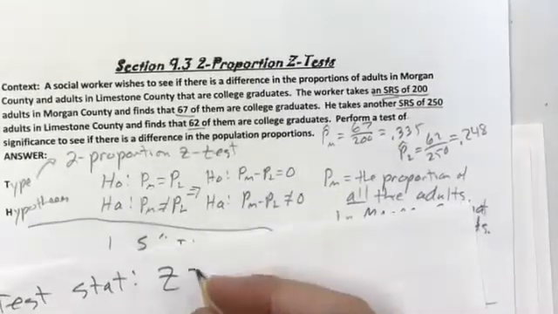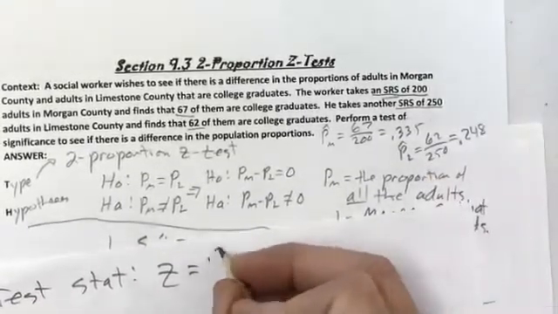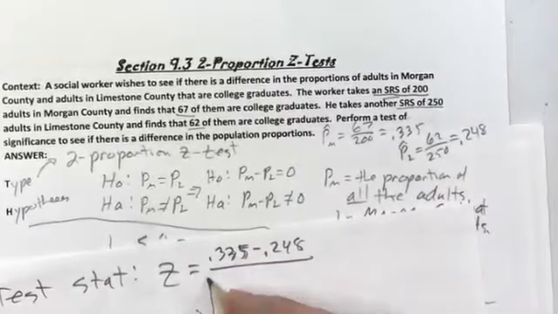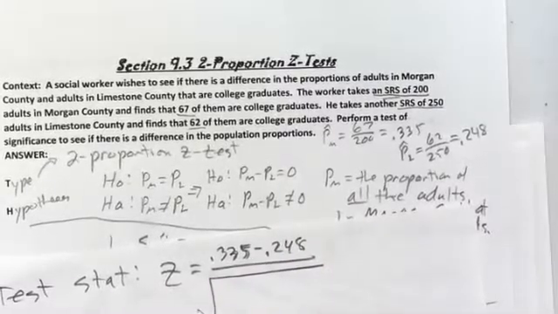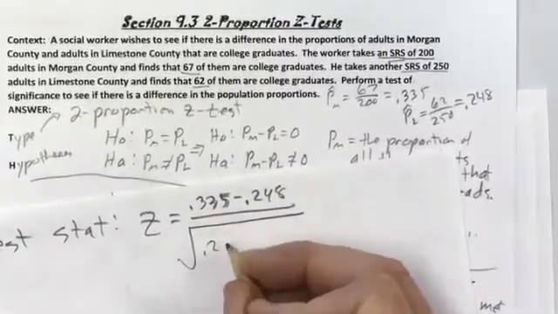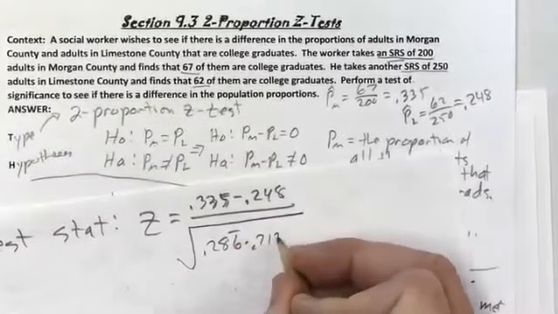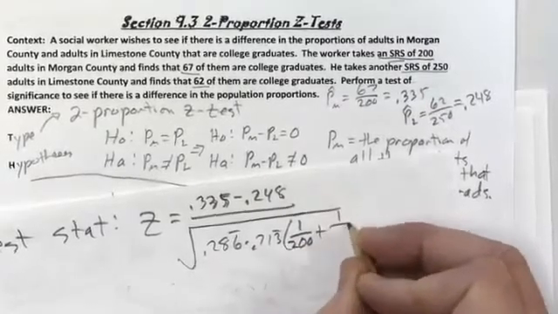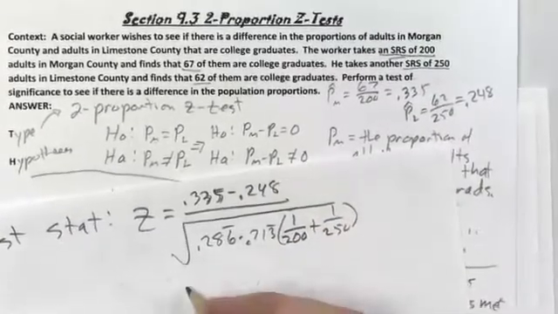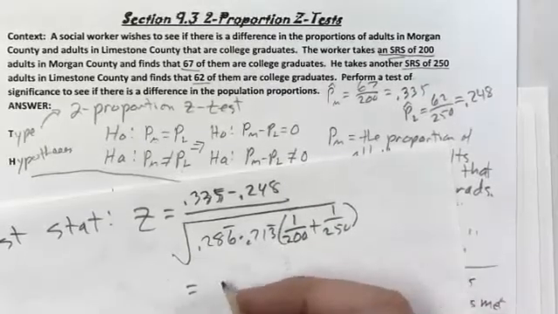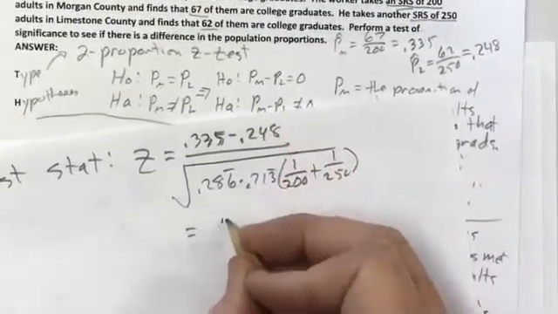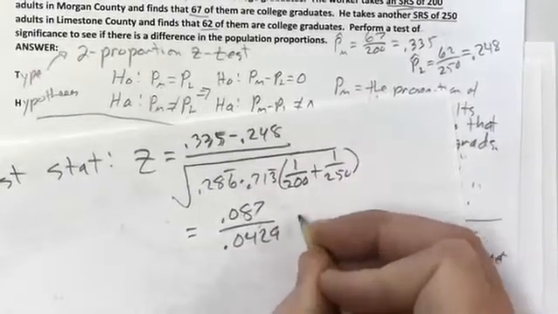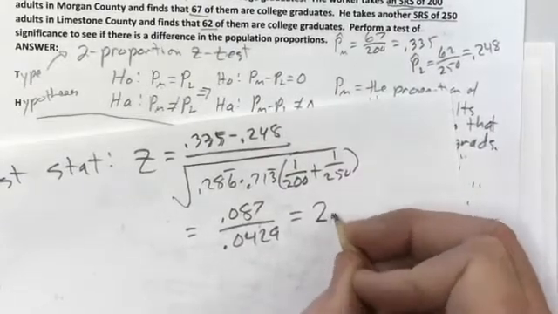So my z test stat is equal to the difference in these two, 0.335 minus 0.248, over the square root of, going back to that formula, 0.286 repeating times 0.713 repeating times, and then 1 over 200, my first sample size, plus 1 over the second sample size. When you do that, the numerator ends up being 0.087, and the denominator, that square root thing, is 0.0429, and that equals your test stat, which is like 2.